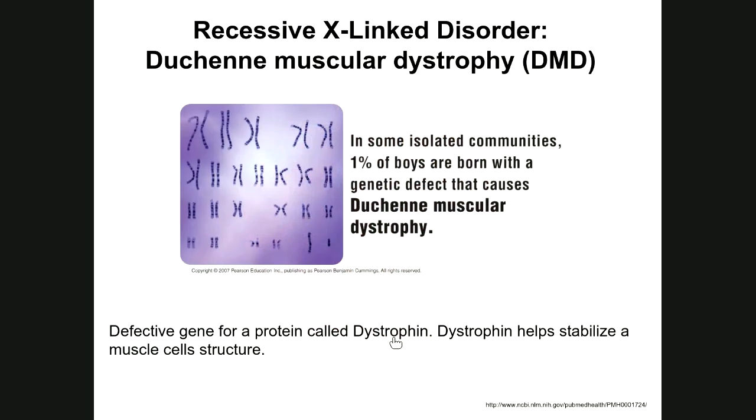Okay, the dominant allele is the normal allele that codes for the normal dystrophin protein, which helps stabilize your skeletal muscle cell structures. The recessive allele is the defective gene. It doesn't code for a functional dystrophin protein, so what you see in the offspring is muscle atrophy.